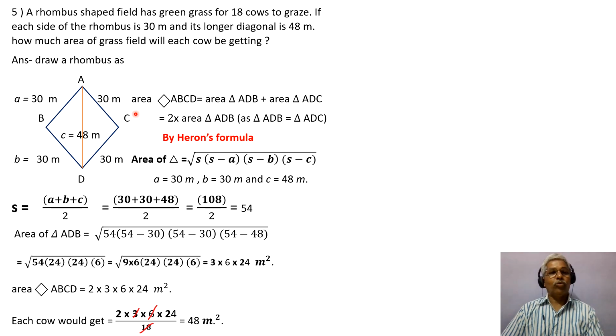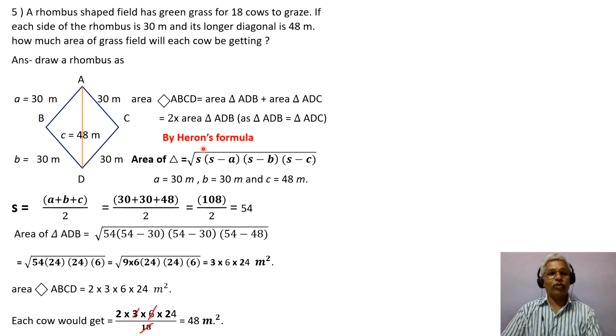Now see, the area of the rhombus equals the area of these triangles. These are two triangles equal in area. So this equals the area of triangle ADB and ADC. These are equal, so that equals 2 into the area of any one of the triangles. I am taking ADB. Now calculate the area of this triangle by Heron's formula, and don't forget to multiply by 2, because if you multiply by 2, that will be the area of the rhombus.